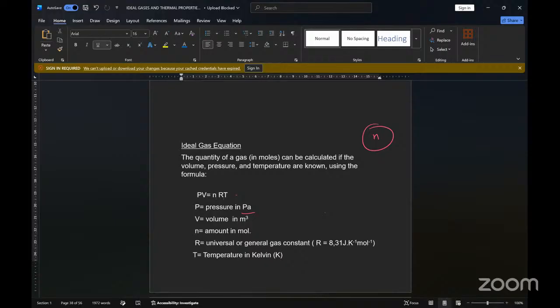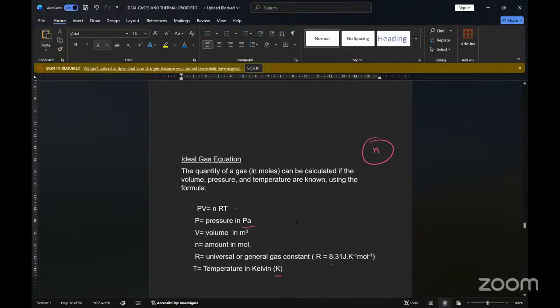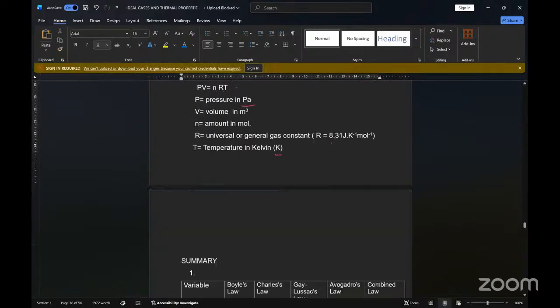8.31 is called the universal gas constant. Your temperature must be changed to Kelvin. So these ones are specific: Pascal, volume in meter cube, your mole, your universal gas constant, and then your Kelvin as your temperature. This question is normally given when there's a number of moles. If there's no number of moles, they'll usually give mass, and you know how to change mass into number of moles.